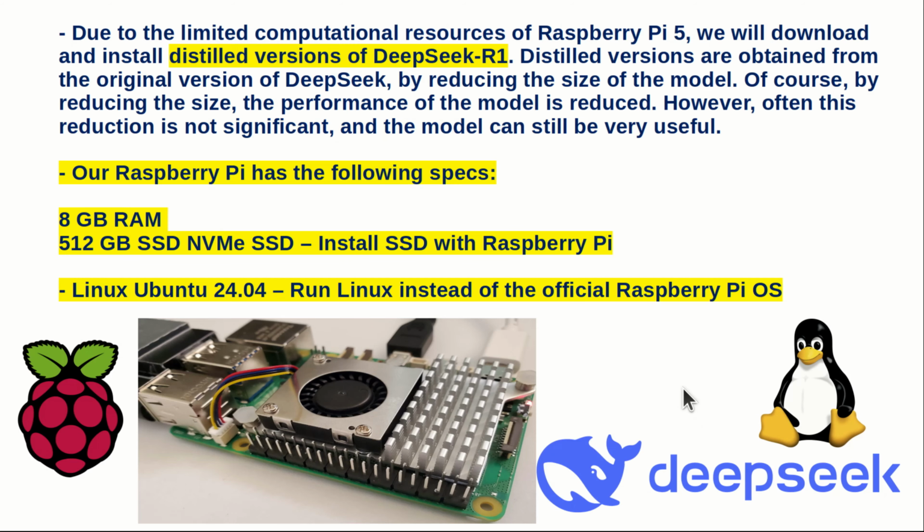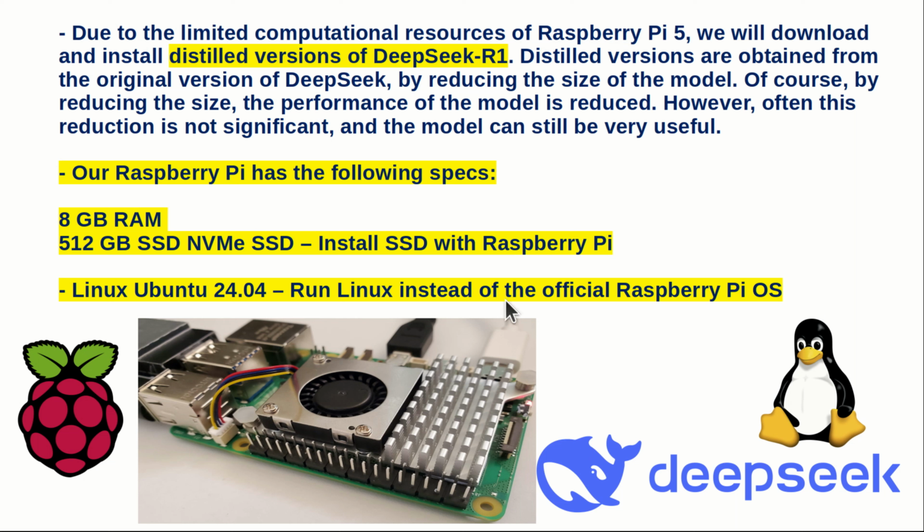Due to the limited computational resources of Raspberry Pi 5, we will download and install distilled versions of DeepSeek-R1. Distilled versions are obtained from the original versions of DeepSeek by reducing the size of the model. Of course, by reducing the size, the performance of the model is reduced. However, often this reduction is not significant and the model can still be very useful.